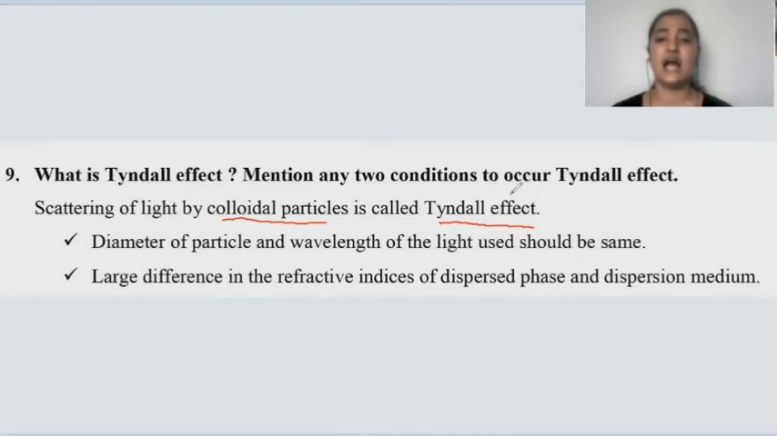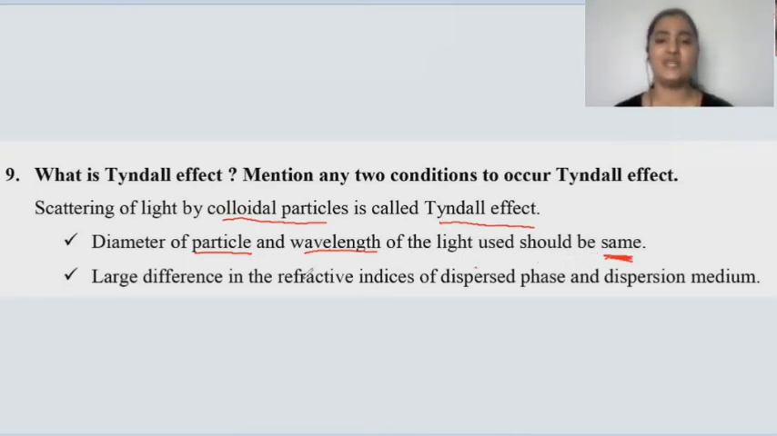The first condition is the diameter of the particle. The diameter of the colloidal particle must be equivalent to the wavelength of the light. Children, the particle diameter and the light wavelength must be the same. This is one condition which is required for the Tyndall effect to occur.